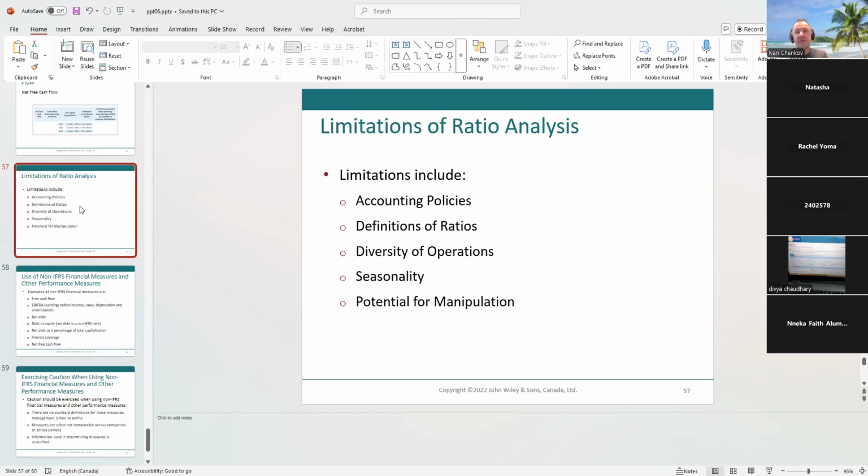Diversity of the operations, how diversified the company is. Is this a seasonal business or all year round? And what's the potential of manipulation? Because sometimes management prepares reports for a specific purpose, and that purpose might be to make the company less attractive to investors.